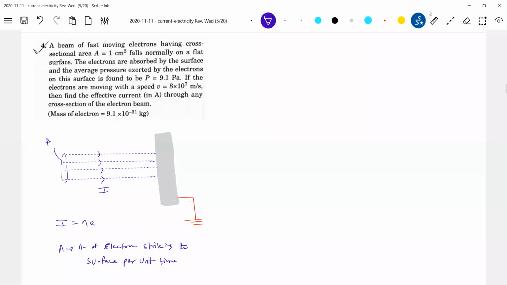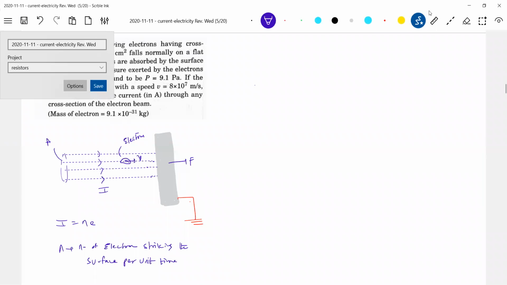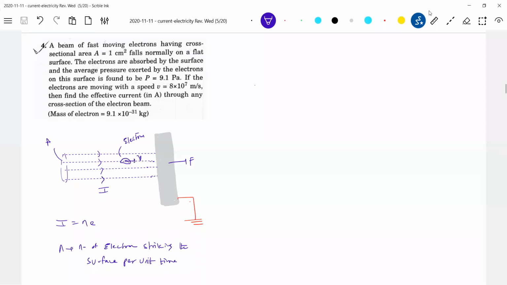So what is the force? Each electron will have a certain speed. Small m is the mass of the electron. N number of electrons per second come and strike, and come to rest. What is the change in momentum of an electron? It should be mv. So shall we bring in a force now? That force F should be equal to dp by dt. So m v minus 0, because they'll come to rest.